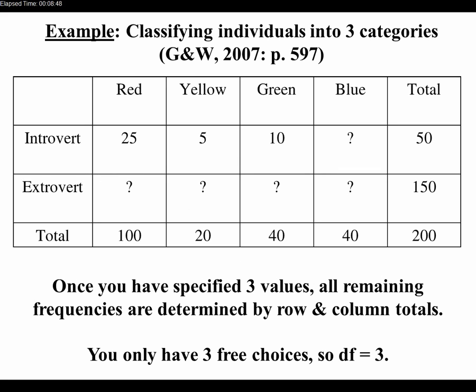That's it. Here's an example. Let's classify individuals into 3 categories, so the introvert and the extrovert. Once we have specified 3 values, all remaining frequencies are determined by row and column totals. So you only have 3 free choices, so the degree of freedom equals 3.